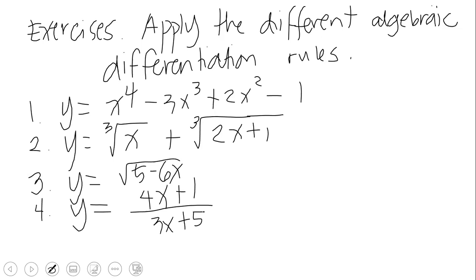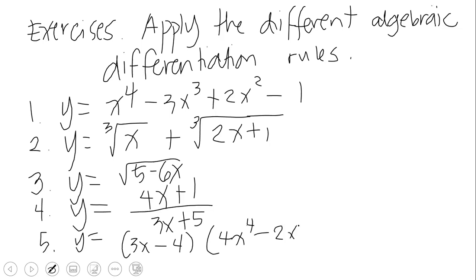Let's have number 5, y equal to 3x minus 4. Then you also have 4x to the 4th minus 2x cubed.